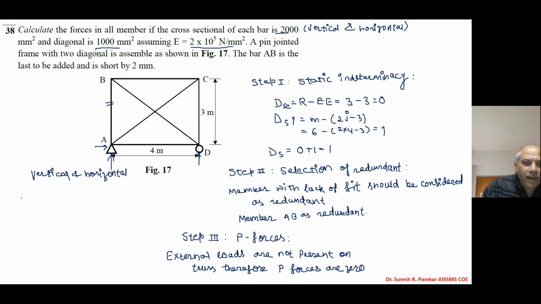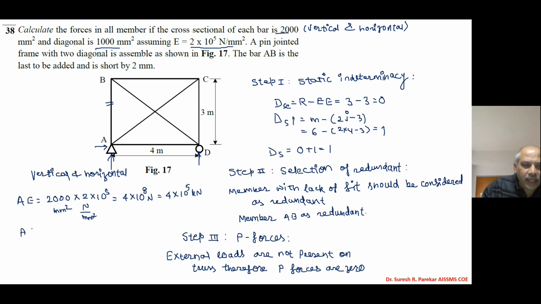we have AE equal to A, which is 2000, and E, which is 2 into 10 raised to 5. This value is in millimeter square, and this is Newton per mm square. So we will get this value in Newton. So it goes to 4 into 10 raised to 8 newtons, and that is equal to 4 into 10 raised to 5 kilonewton.